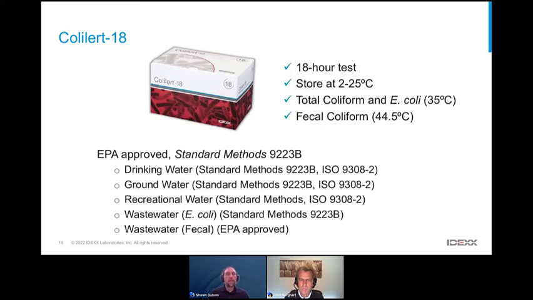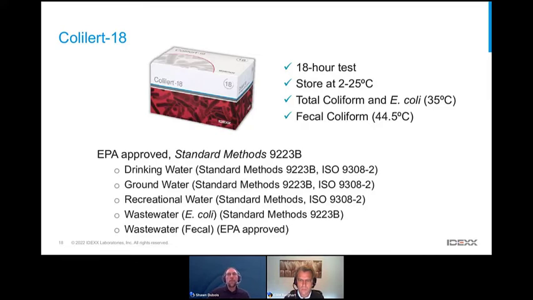Colilert-18 is very similar, except that it is an 18-hour test. It also can be used for fecal coliform testing if that is required. Again, it is EPA approved and also found in Standard Methods 9223B. Colilert-18 is also an ISO standard, 9308-2. Again, it's approved for drinking water, groundwater, recreational waters, fresh and marine, wastewater for E. coli, and also wastewater for fecal coliform testing approved by the EPA.